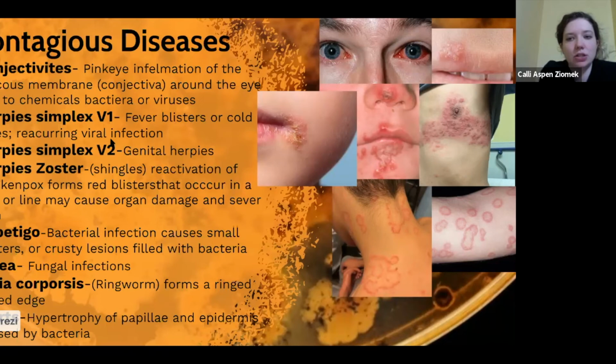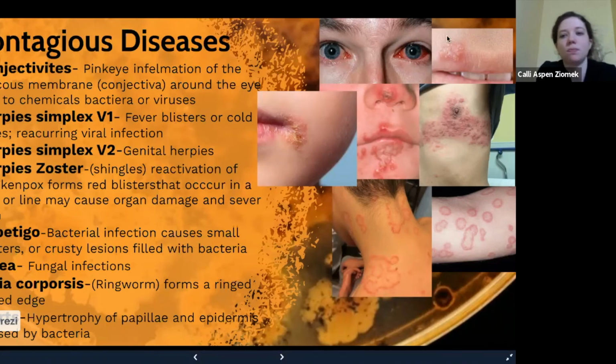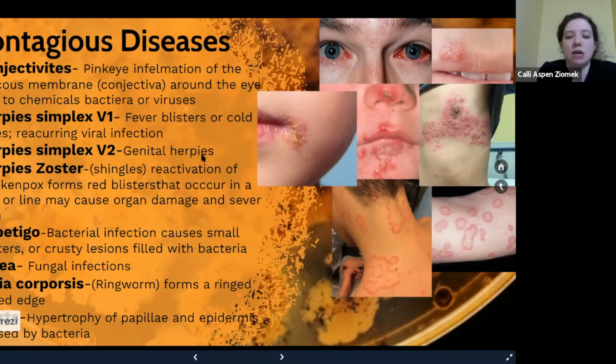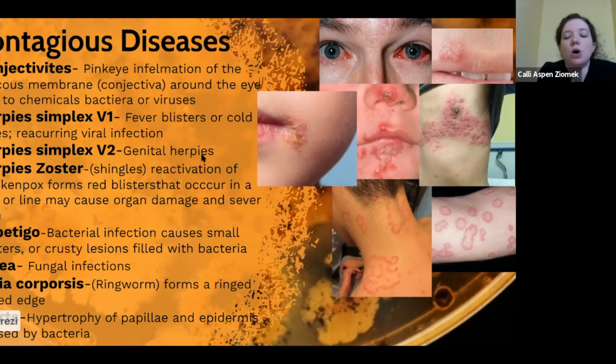The next one that you have is the picture right next to it of the lips. And that would be your herpes simplex 1. So these are fever blisters or cold sores, and they are a reoccurring viral infection. So you'll generally see them around the mouth and that type of area. Any type of herpes that you have, there's 3 types of herpes, are incredibly contagious, and they cannot currently be cured. So you can treat the symptoms of herpes simplex, but you cannot cure it yet.